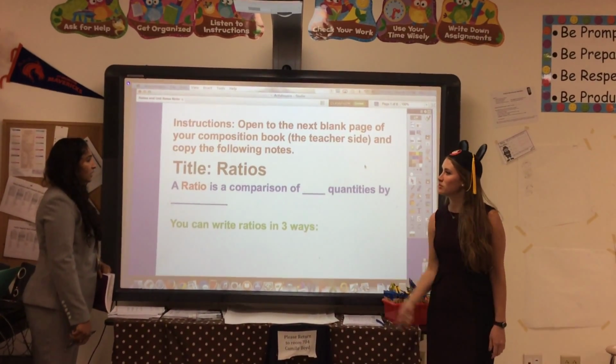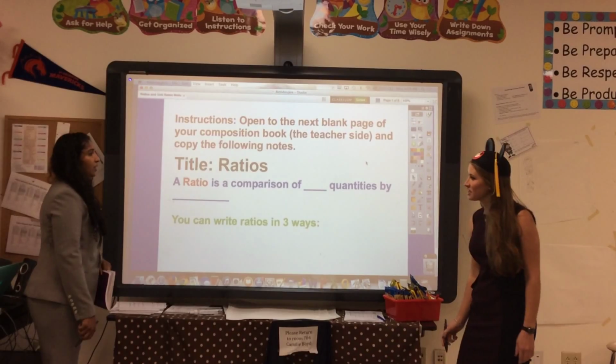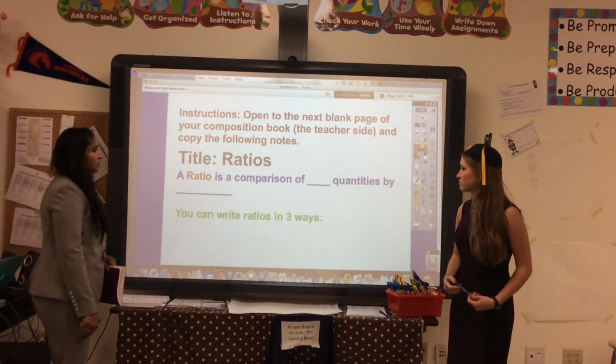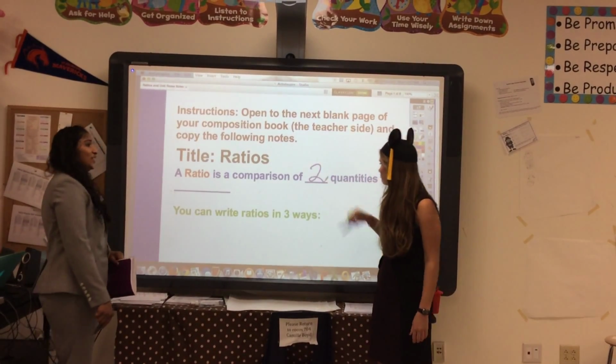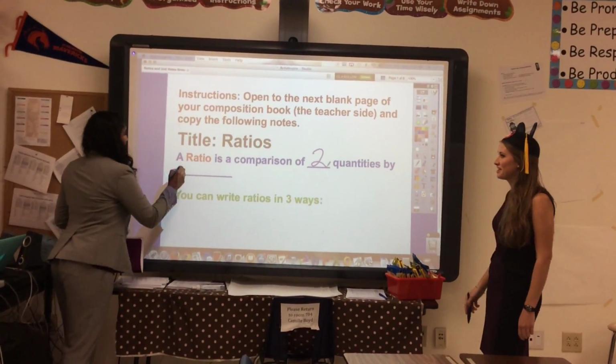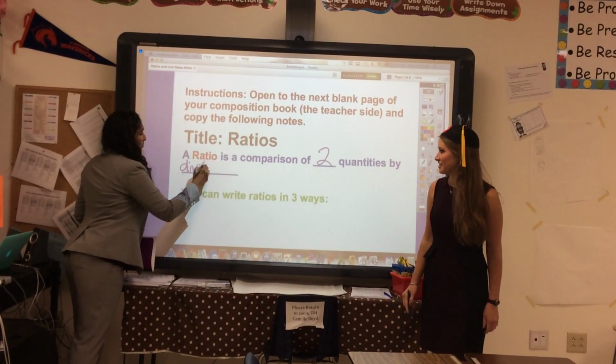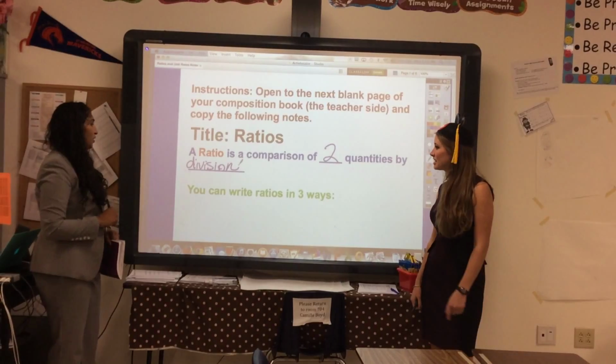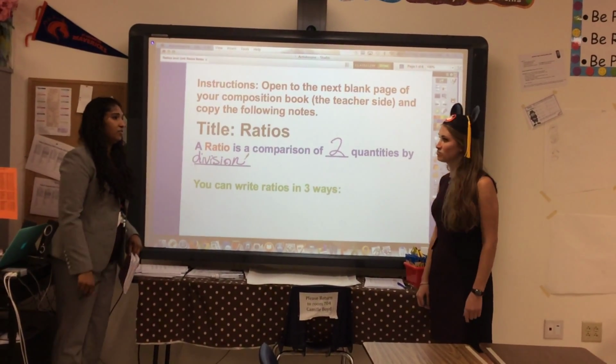And what is a ratio, Miss Boyd? A ratio is a comparison of two quantities. So I'm going to put two quantities by division. We've got to divide. I know you love dividing. So we're going to write ratios in 3 different ways.